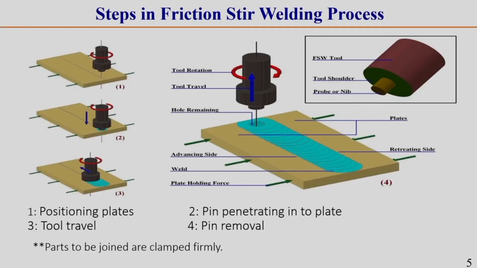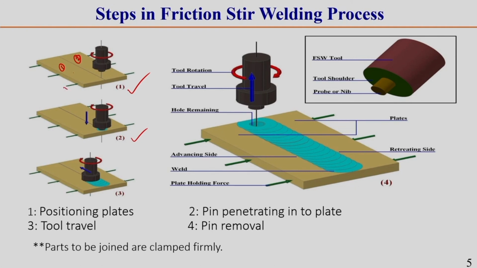So, first of all I will discuss what the steps are in the friction stir welding process. Here I have shown you 4 different steps generally involved in the friction stir welding process. In the first step, let these two plates, this is plate number 1 and this is plate number 2, be the plates we want to join together. First of all, these two plates have to be rigidly clamped, keep this in mind.